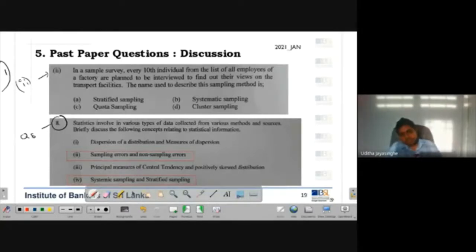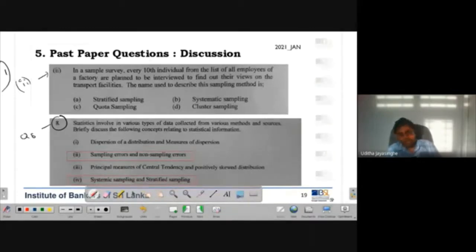First one, dispersion and measures. Third one, principal measures of central tendency and positively skewed distribution. These are future lessons for us to learn. Look at number 2 and number 4. What is number 2? Sampling errors and non-sampling errors.